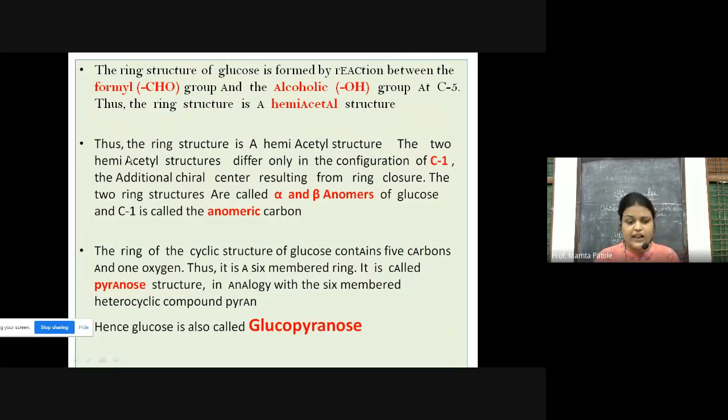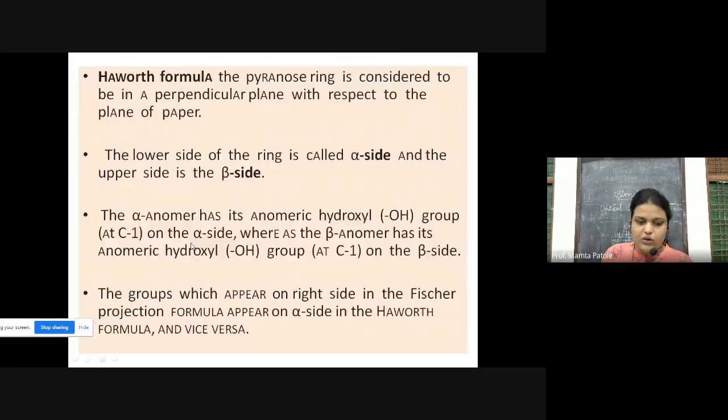Now, the ring of the cyclic structure of glucose contains 5 carbons and 1 oxygen. When we move on to the ring structure, it consists of 5 carbons and 1 oxygen. Thus, it resembles a six-membered ring, and that ring is known as pyranose. And since it is in analogy with pyranose, it is also called glucopyranose.